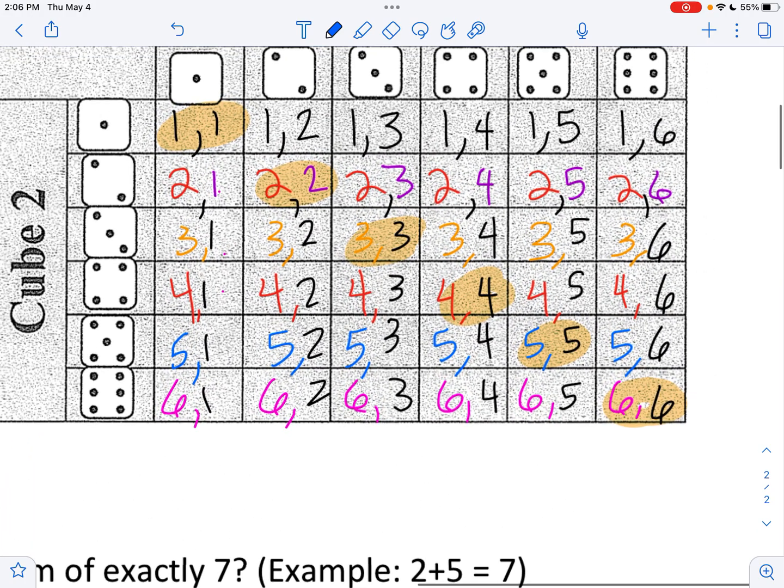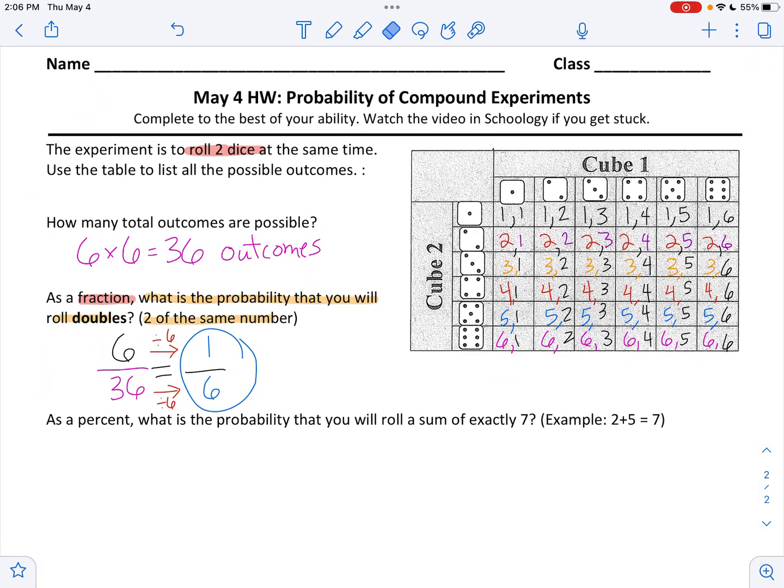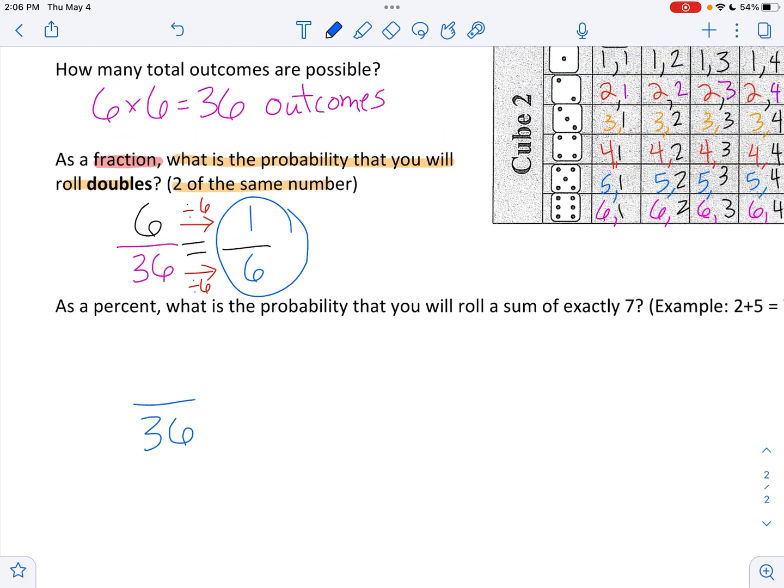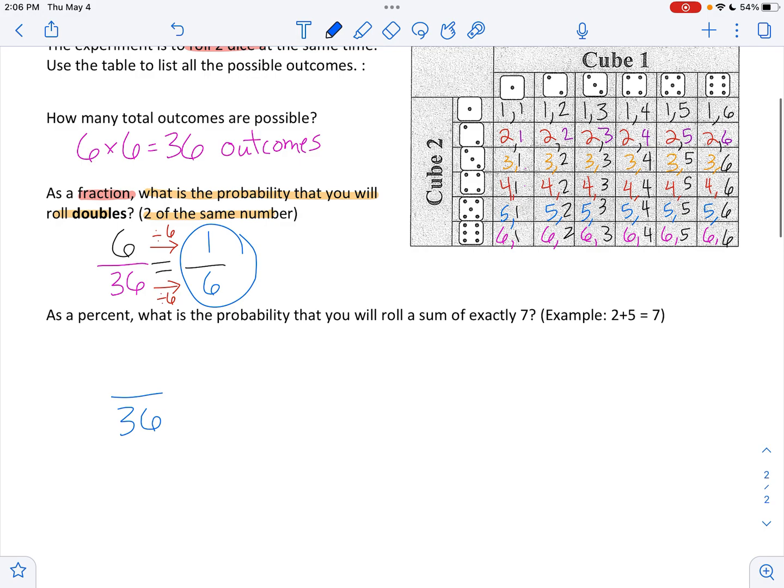Okay, let's get rid of this now. Get rid of the highlighting so it doesn't distract me on the next one. Okay. Next one says as a percent, but I'm going to start with the fraction. And again, there's 36 outcomes. What is the probability that you will roll a sum of exactly 7?